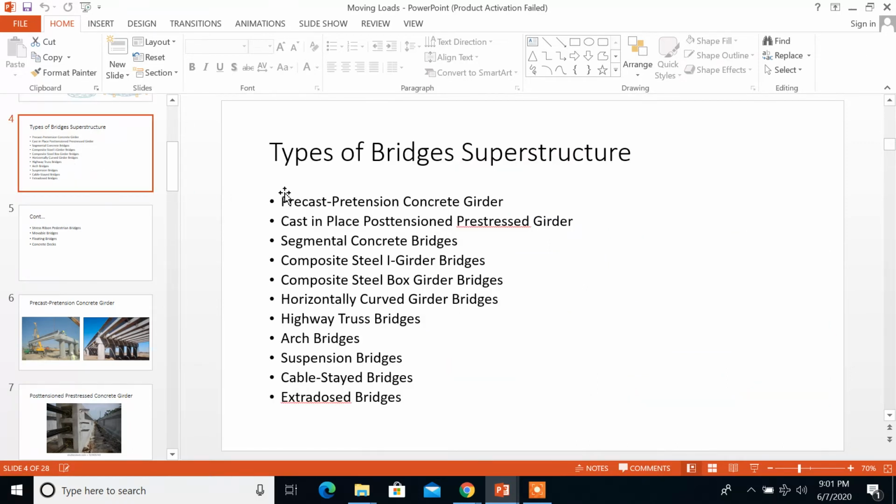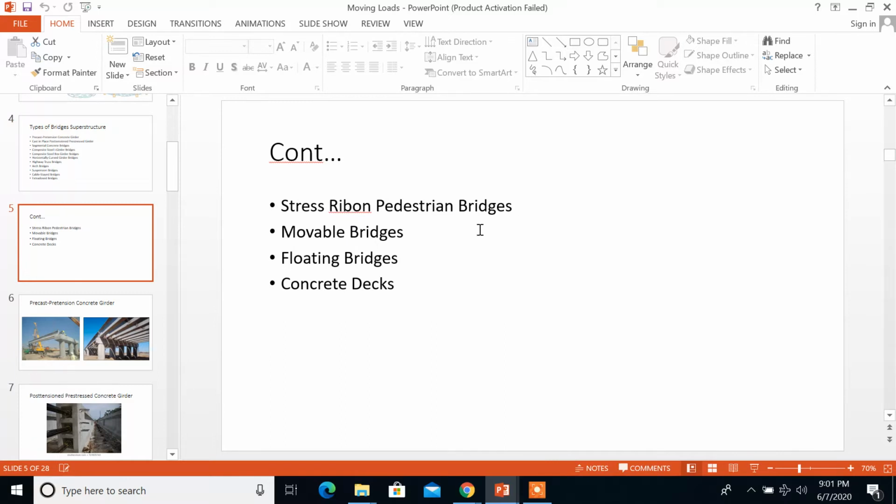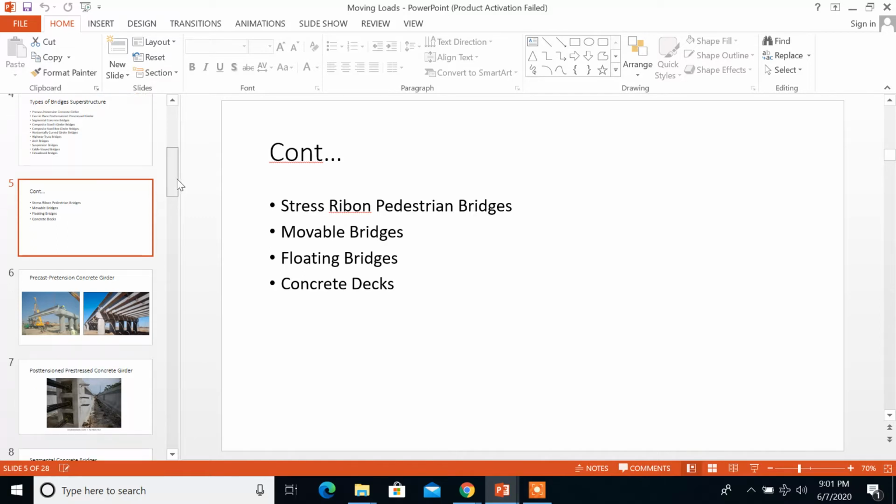Then next, for the types of bridge superstructure, we have precast pre-tension concrete girder, cast in place post-tension pre-stress girder. Then next is the segmental concrete bridges. Then next is the composite steel I-girder bridges, composite steel box girder bridges, horizontally curved girder bridges, highway truss bridges, arc bridges, then suspension bridges, cable stayed bridges, extradosed bridges, then stress ribbon pedestrian bridges, movable bridges, floating bridges, and last is the concrete decks.